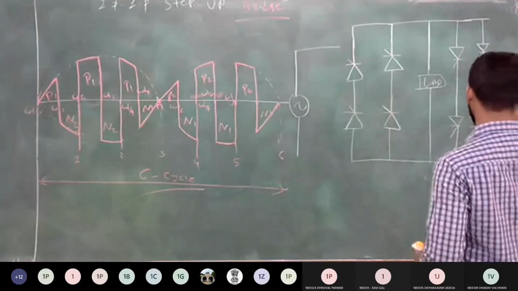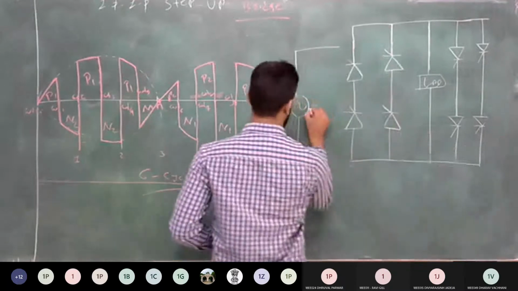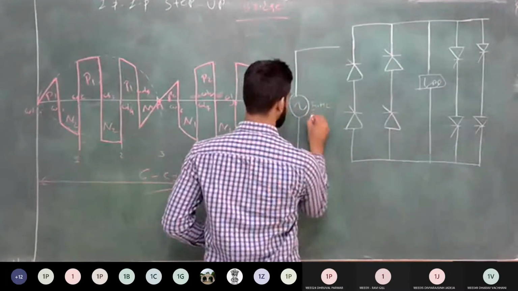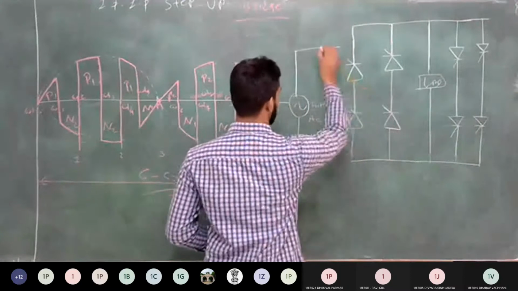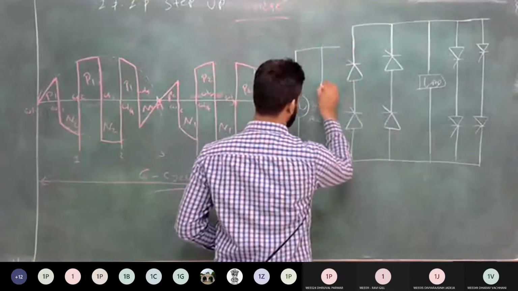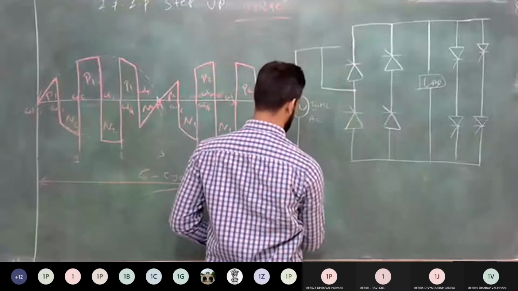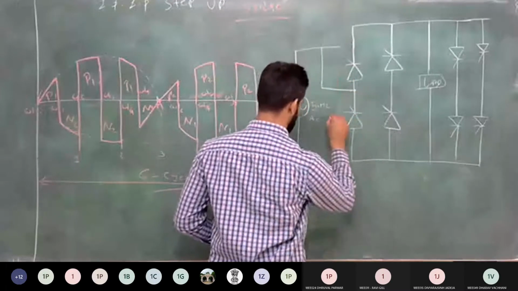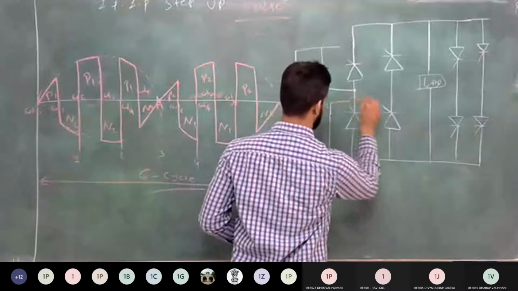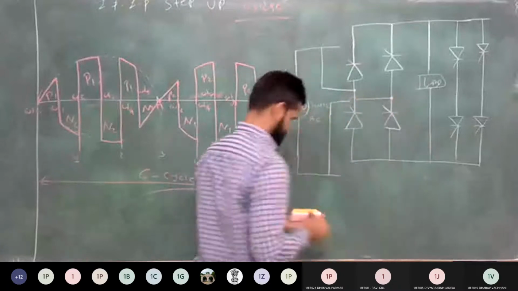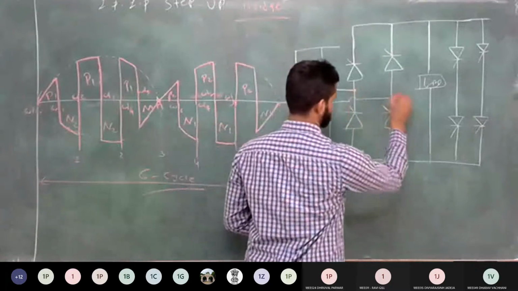For both the positive and negative group, we have the same source of supply, a 50 hertz AC supply. The positive terminal is connected with the first leg here, and the negative terminal is connected with the second leg here. So this is the connection, and this is the bypass.